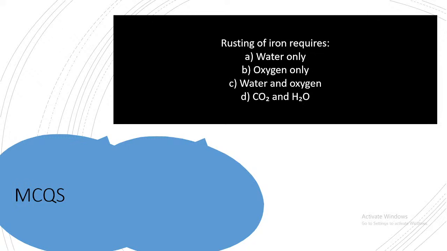Rusting of iron requires: option A, water only; option B, oxygen only; option C, water and oxygen; option D, carbon dioxide and water. So out of these four, which will be the correct option for rusting of iron? A, C, C, okay, C.